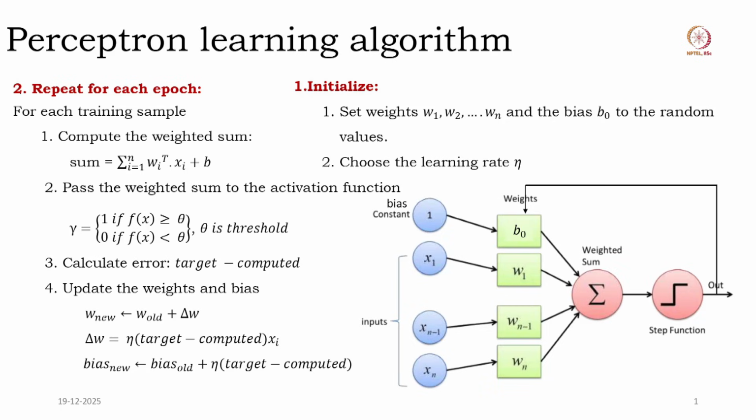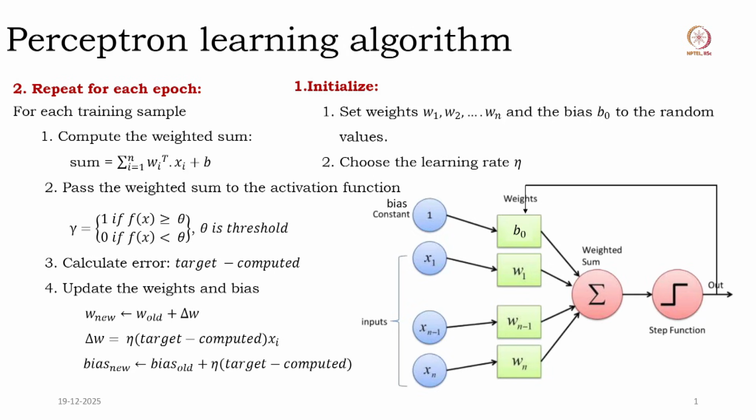This is how you update the weights, but we have a bias also. How do we update the bias? Same formula. The new bias value is the old bias value plus the learning rate multiplied with target minus computed. Now you can ask why we don't have a term like Xi for the bias. By default it is always 1, so we will not be writing anything here. So this is the weight updation formula.